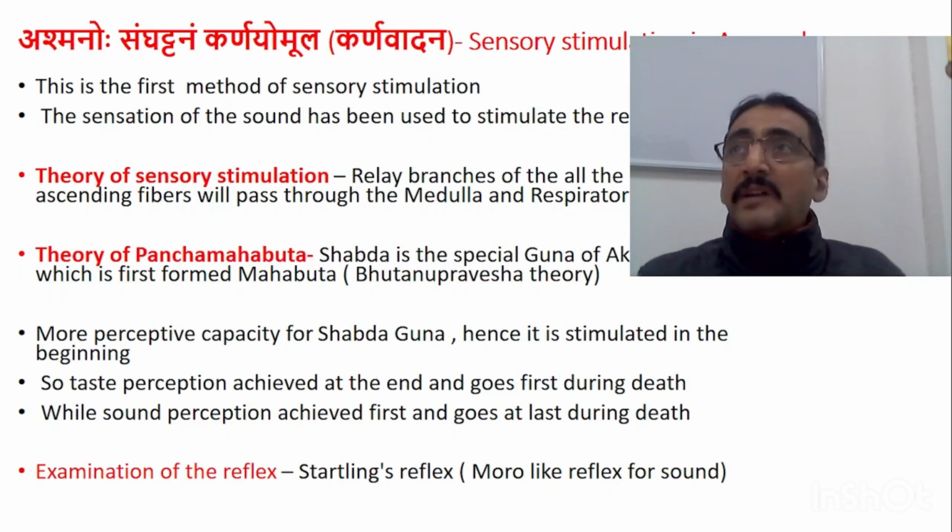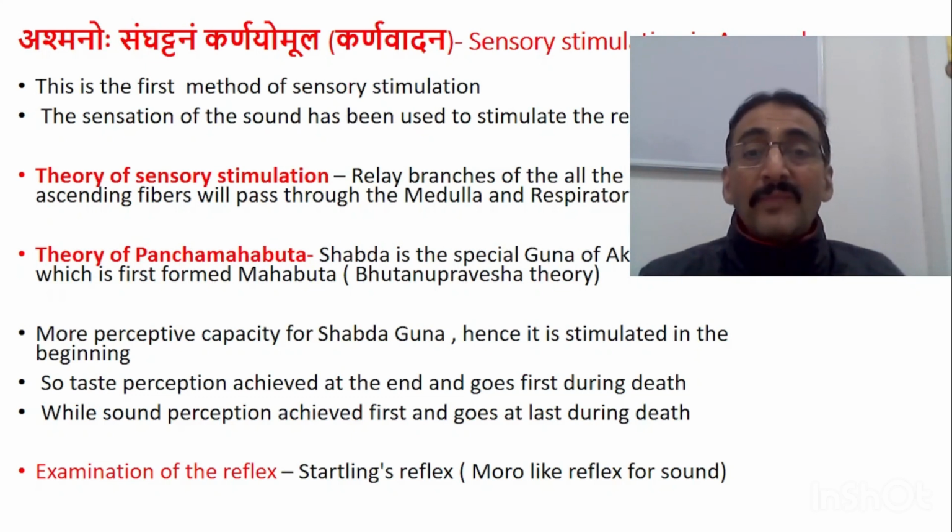Now, Ashmano Sangatanam Karanayor Mulo, this explains the theory of Panchamahabhuta. Okay, what is the theory of Panchamahabhuta here? We know the Bhutanu Pravesha theory. First there is Atma, from the Atma Akasha is formed, from the Akasha Vayu, from the Vayu Agni, Jala and Prithvi, etc. are formed. Then Oshadhi is formed, and from the Oshadhi many other things are formed. Anna, Annamaya Purusha, etc. is formed.